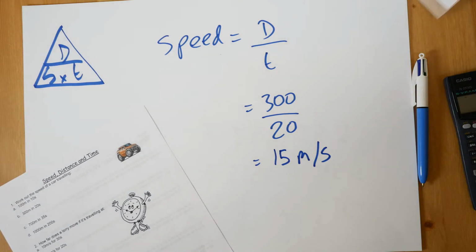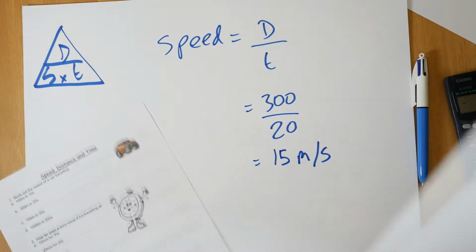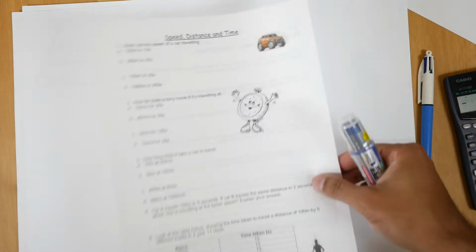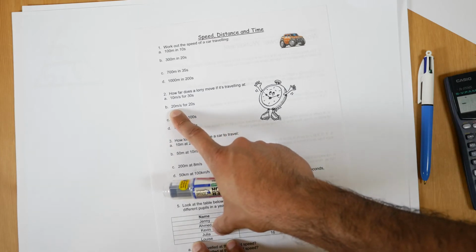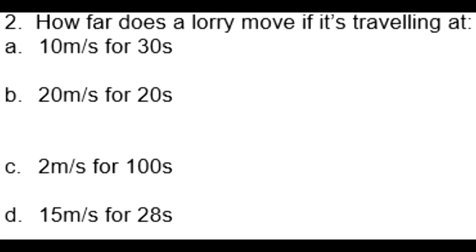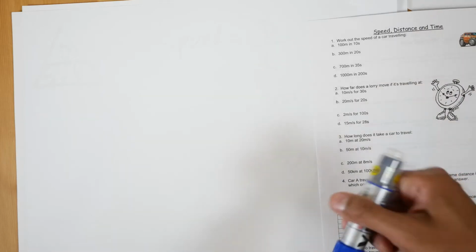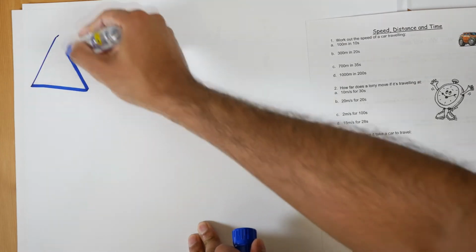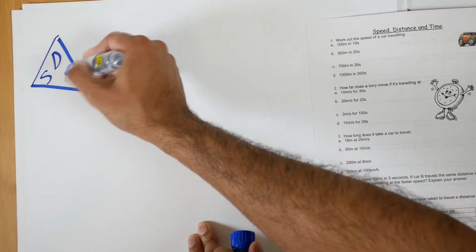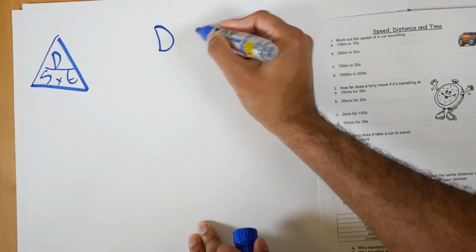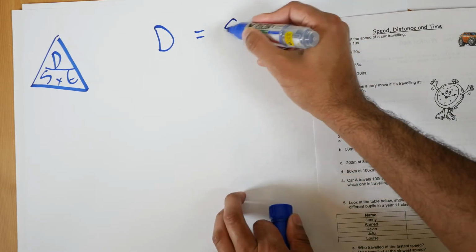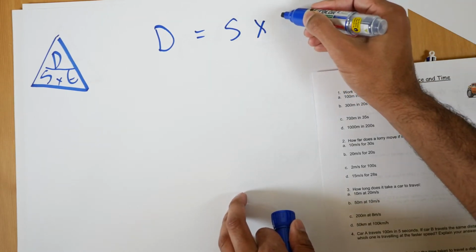Right. Let's have a look at another example, this time working out distance. Okay, so let's just get a new sheet of paper. And let's have a look at a typical question. So we've got here 2b. How far does a lorry move if it's traveling 20 meters per second for 20 seconds? Okay, so what we do is D, S, and T, like that. And we want to work out distance. So distance is equal to speed times time.